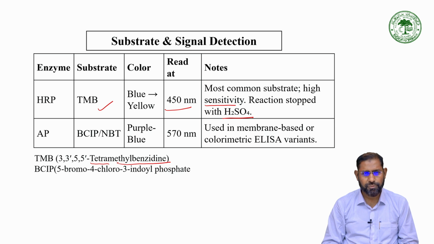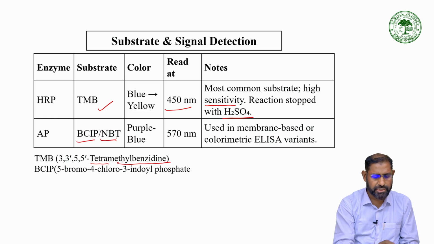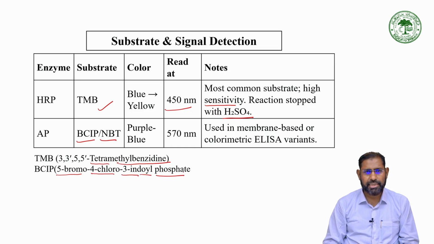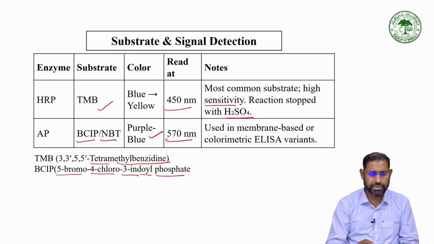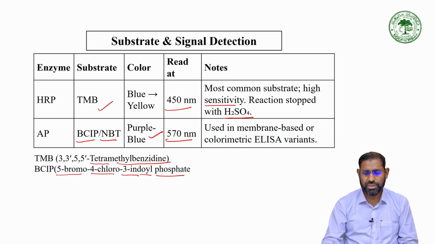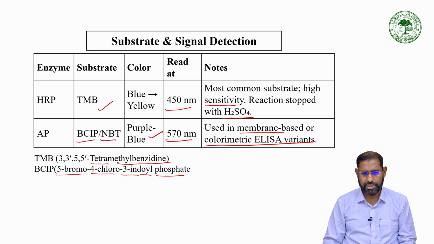In the case of alkaline phosphatase, we use BCIP or NBT. BCIP stands for 5-bromo-4-chloro-3-indolyl phosphate, and it gives a purple-blue color, and we measure at 570 nanometers. We use it for membrane-based or colorimetric ELISA variants. Mainly we use HRP conjugates.